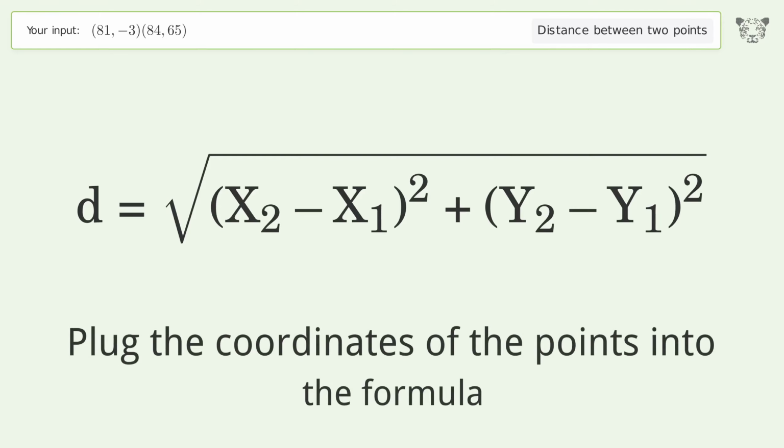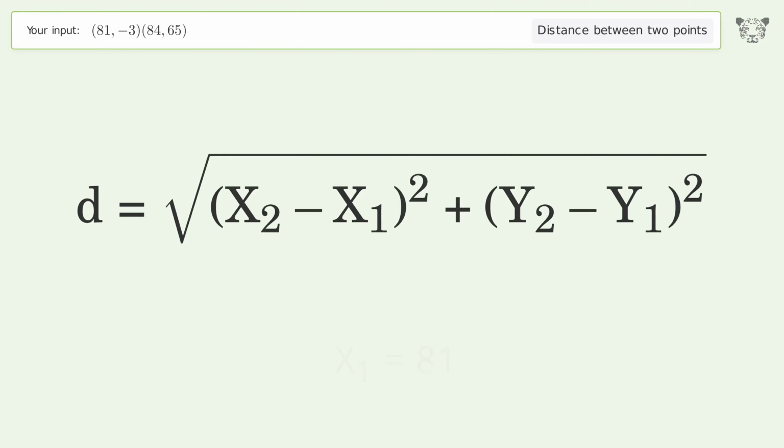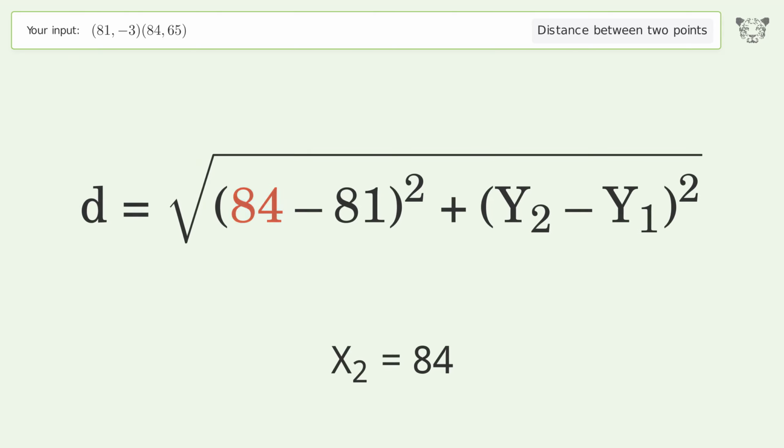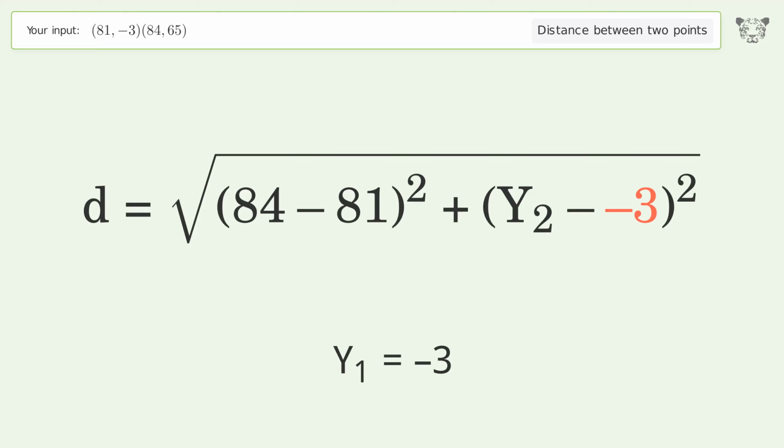Plug the coordinates of the points into the formula. x1 equals 81. x2 equals 84. y1 equals -3. y2 equals 65.